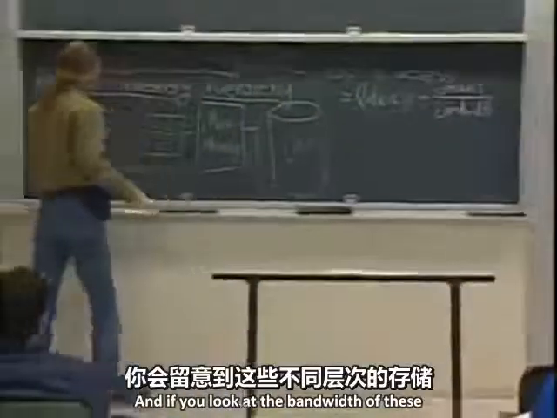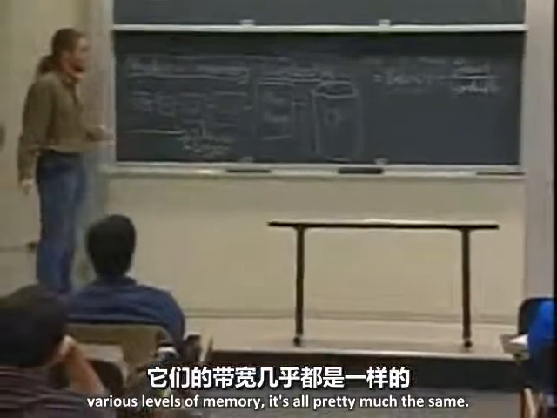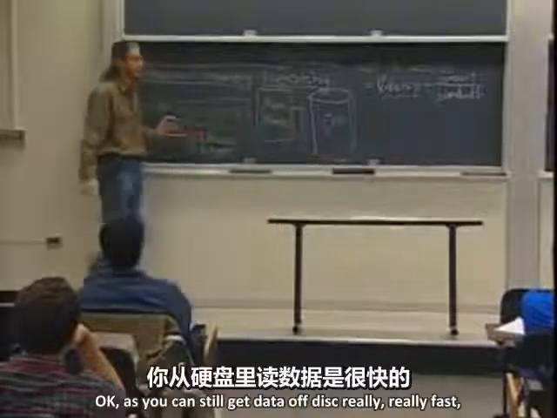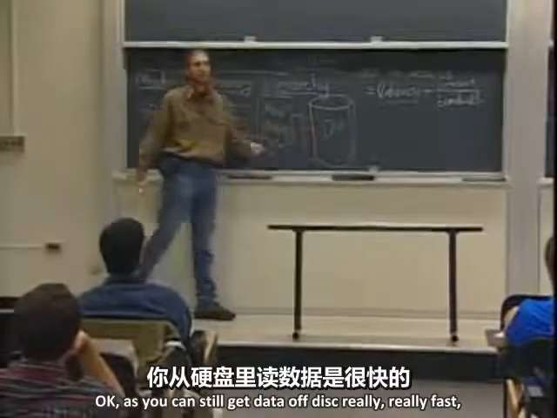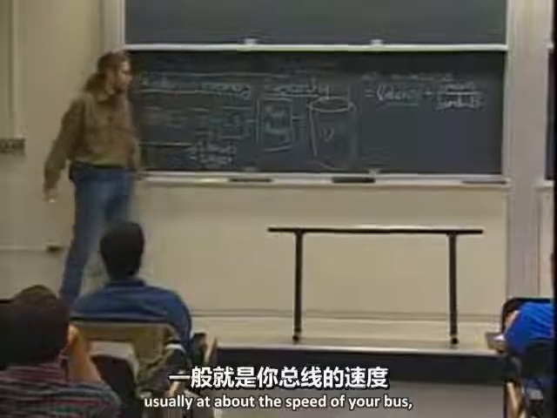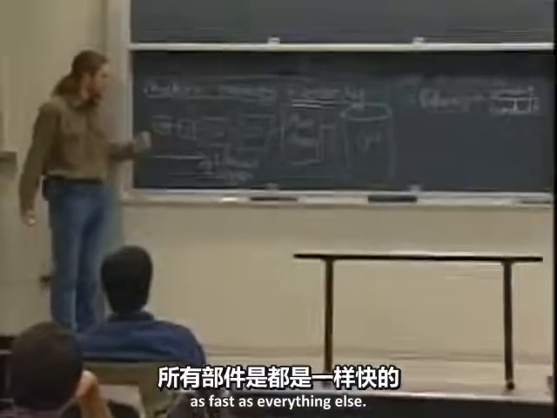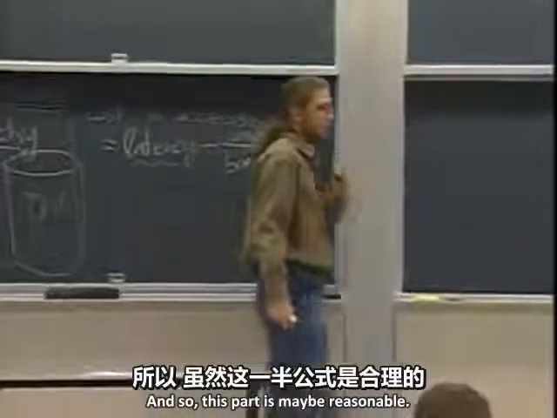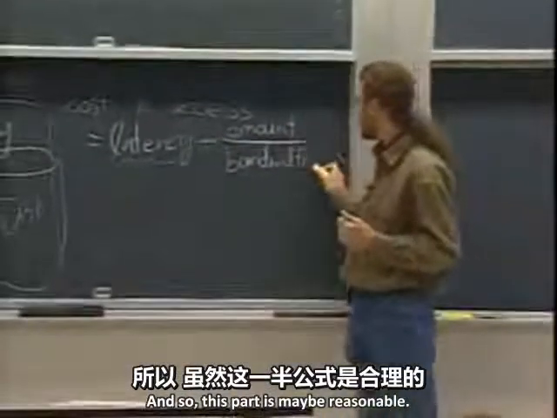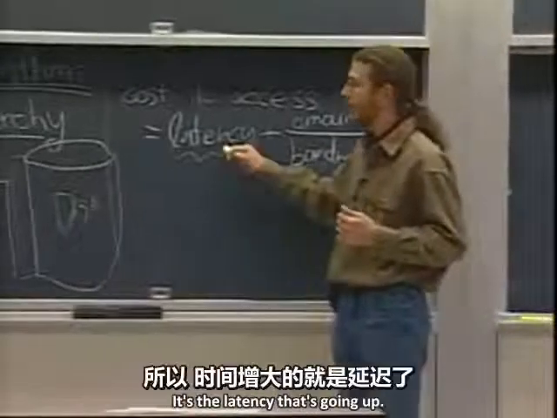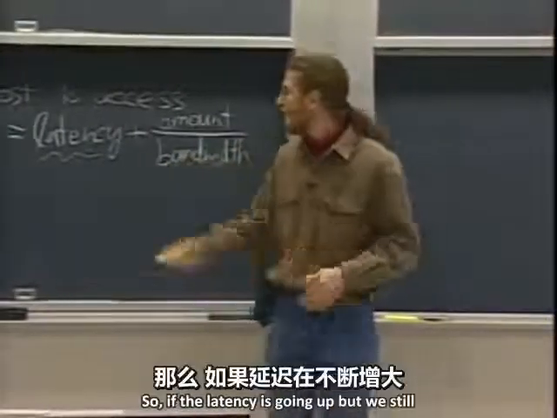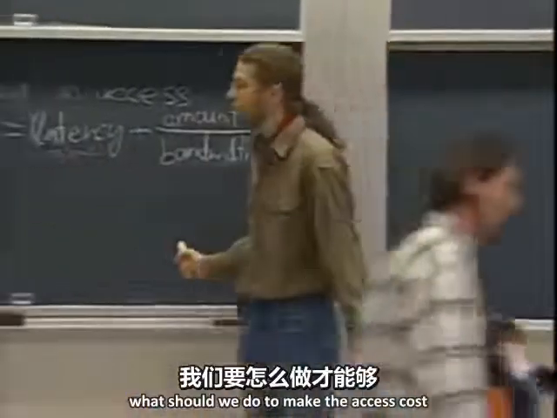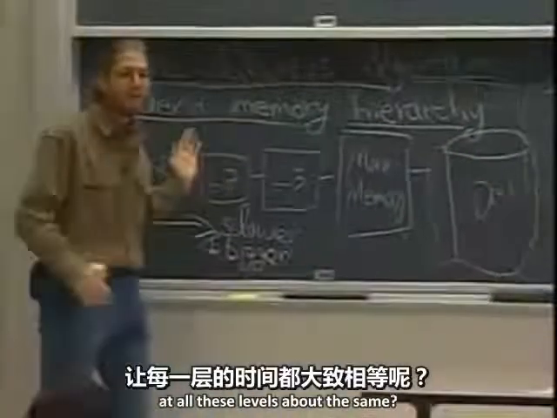If you look at the bandwidths of these various levels of memory, it's all pretty much the same. If you have a well-designed computer, the bandwidth should all be the same. You can still get data off disk really, really fast, usually about at the speed of your bus, and then the bus gets it to the CPU, hopefully, as fast as everything else. So even though they're slower, they're really only slower in terms of latency. So this part is maybe reasonable. The bandwidth looks pretty much the same universally. It's the latency that's going up. So if the latency is going up, but we still divide by the same amount of bandwidth, what should we do to make the access costs at all these levels about the same?